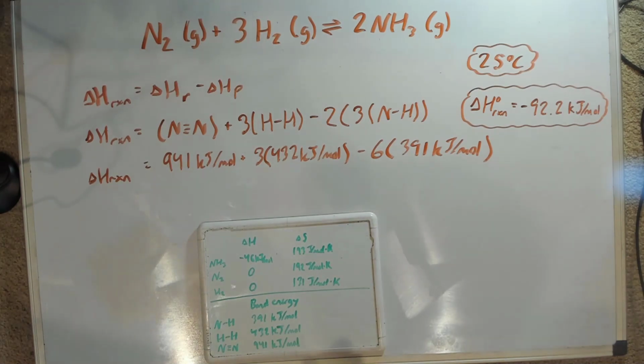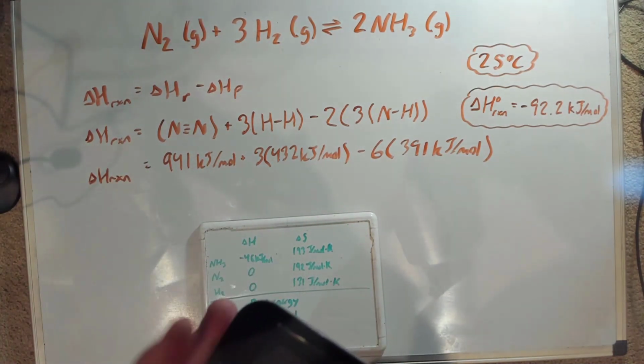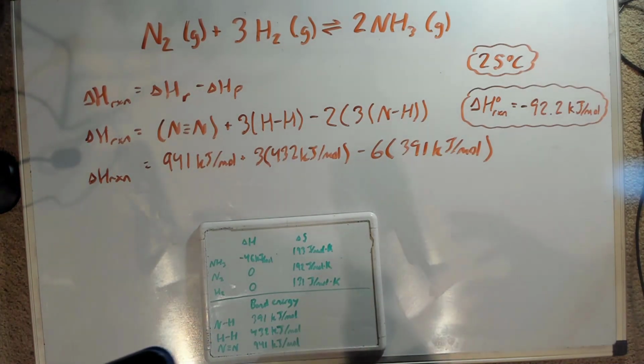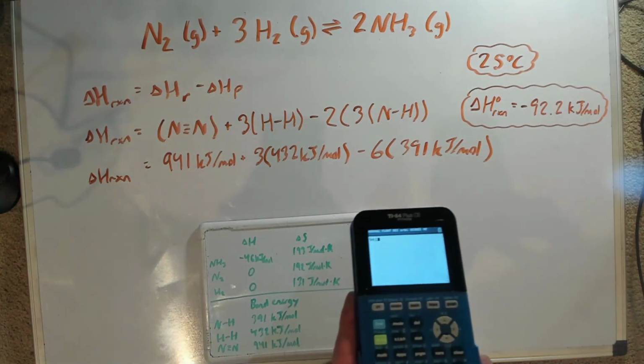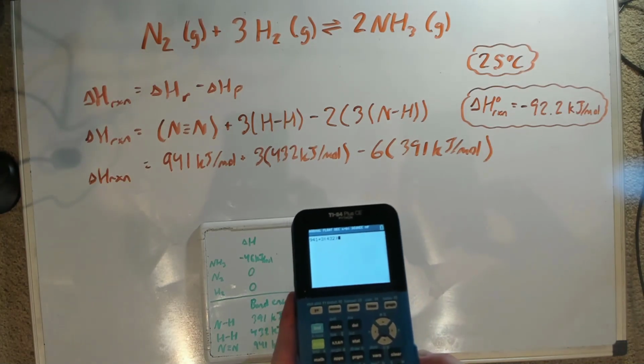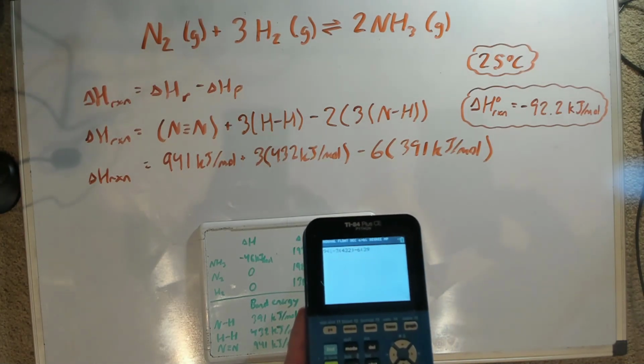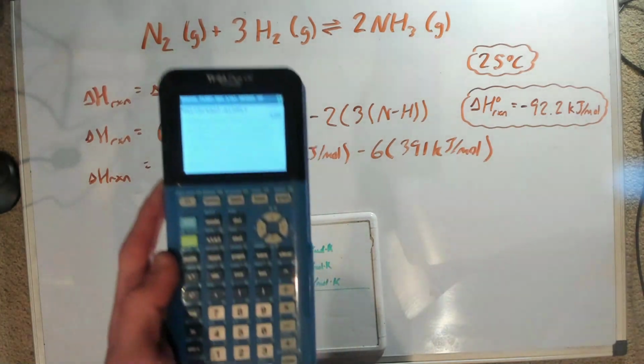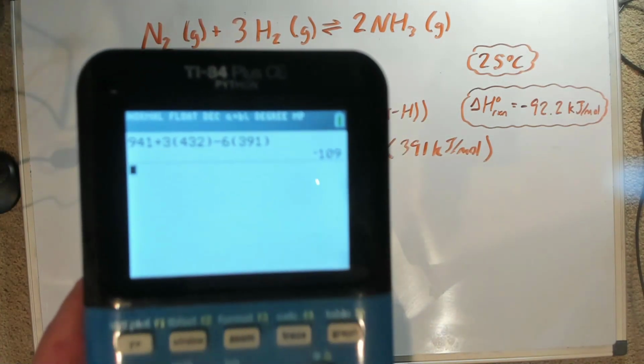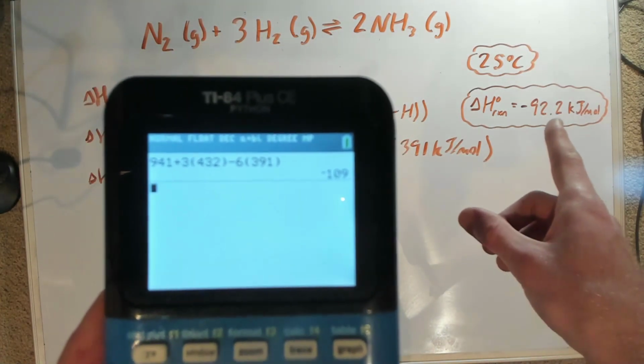Where the heck is my calculator at? In my backpack still. Nice. I'm very prepared for this. Can't you tell? We have 941 plus 3 times 432 minus 6 times 391. Hey, would you look at that? Negative 109.